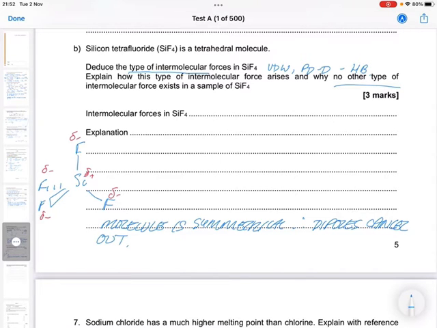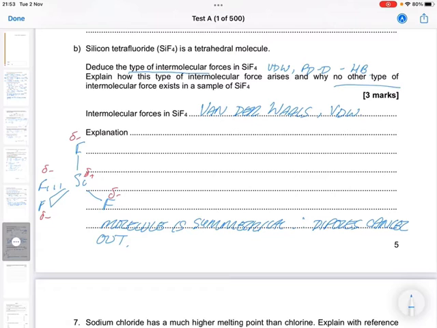So what does that mean then? Well, if there are no permanent dipoles, and it can't be hydrogen bonding because I haven't got oxygen, nitrogen, or fluorine bonded to hydrogen, or lone pairs, then it must be van der Waals forces of attraction. Now, when you're doing these answers, you can't abbreviate the first time you write it. If you do that, you can abbreviate it from there on in, okay?